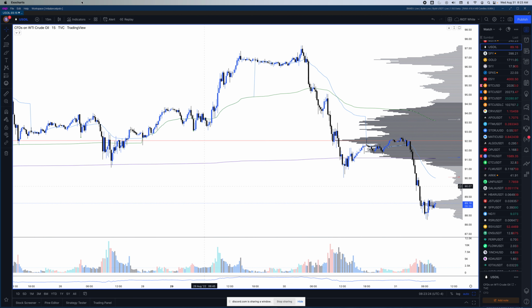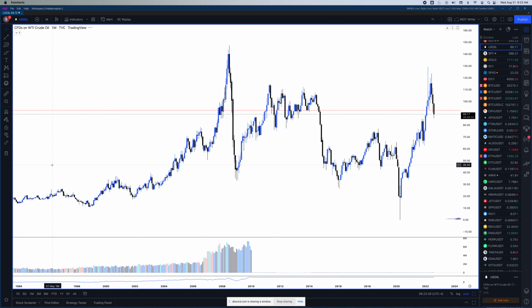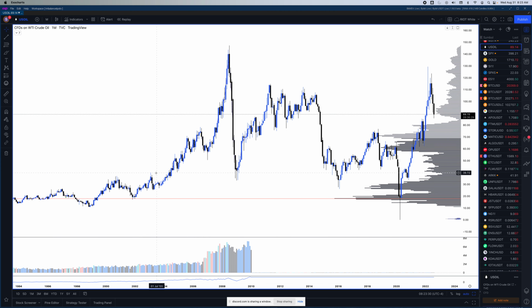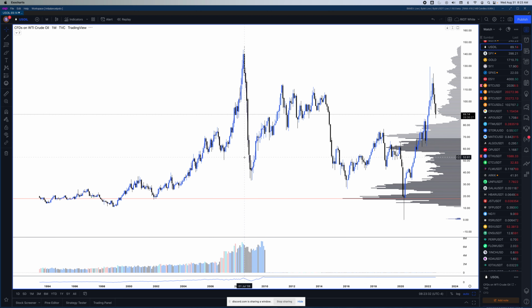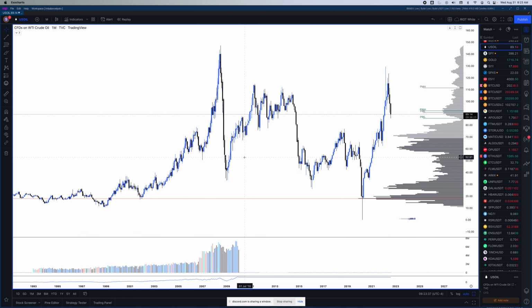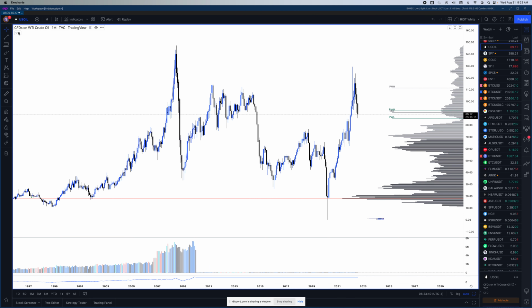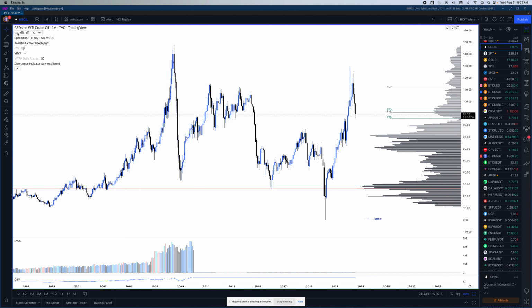I'm going to clear everything and start from scratch. I'm going to do oil because I feel like there might be a decent trade coming in oil. It's a chart that I haven't spent a whole lot of time looking at, so I figured it would be a good way to help folks visualize what I'm looking at.